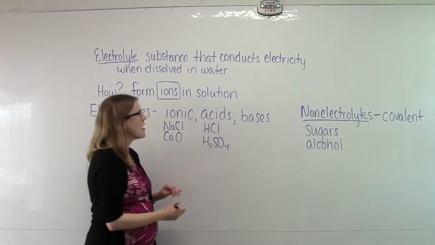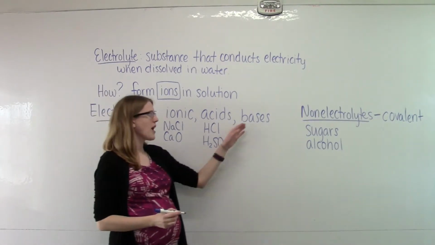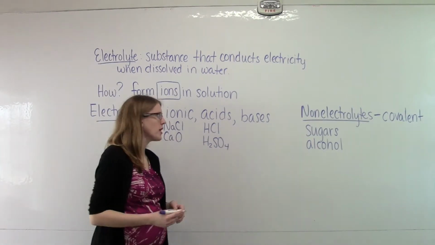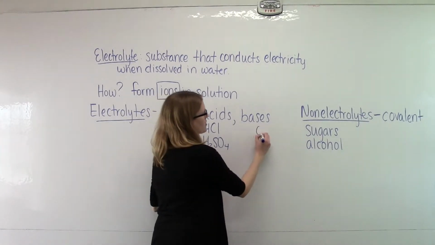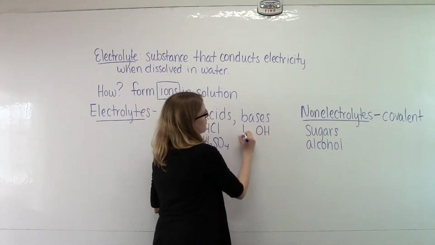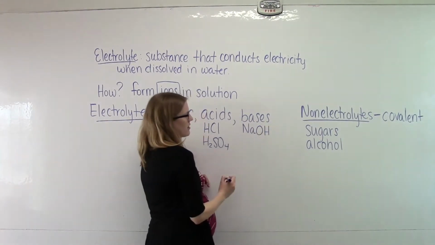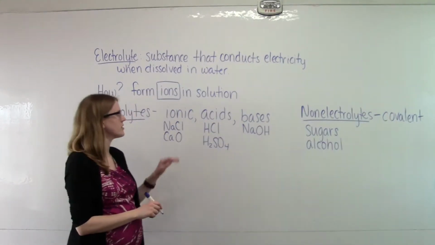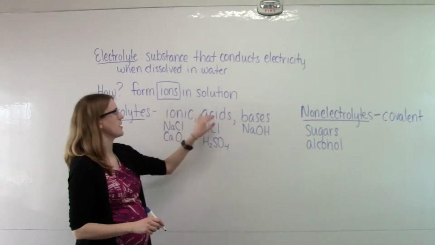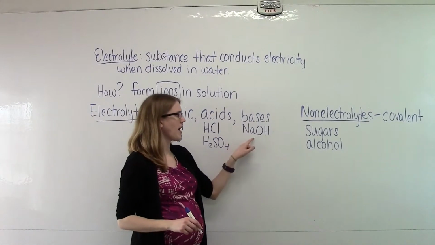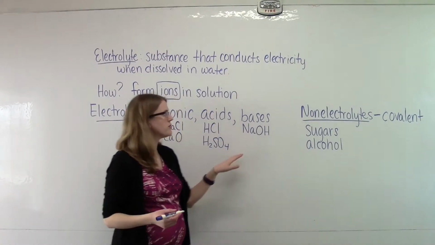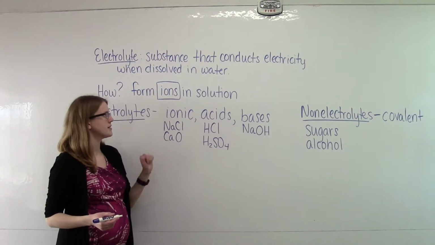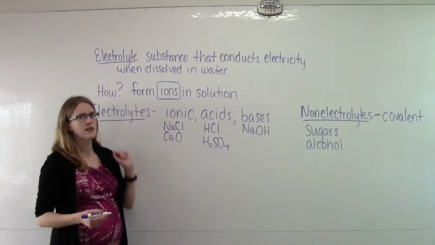H2SO4. Bases are the one I haven't talked about as much. They end in OH, or hydroxide, so we've got sodium hydroxide. The reason this one is not one I list is that usually I just tell you to memorize ionic and acids, because bases are actually ionic substances. So if you just remember ionic and acids, that's going to help you remember that it's an electrolyte.